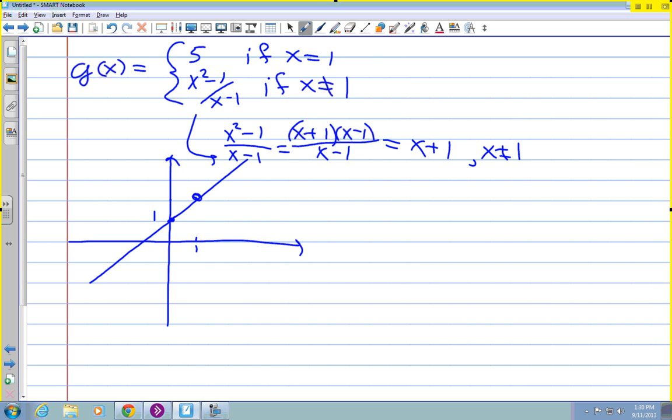Wouldn't it be negative 1? No, positive 1. And then you just put a dot, whatever I believe 5 is, right? So it jumps to 5, because when x equals 1, the value of the function is 5. So it has one point just hanging, and then it has a line below with a hole in it.